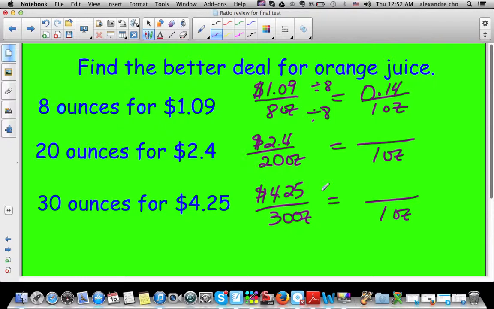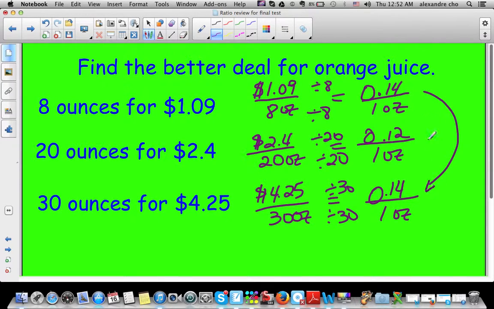Next one, 2.4, and we're going to divide that by 20. This one was 0.12. Okay, you divide this by 20 to get 1, and then the top by 20. Here you're going to divide bottom by 30 to get 1, and the top by 30 as well. So 4.25 divided by 30 gives me a magic number of 0.416, and rounded is 0.14. So it's a tie between this guy and this guy.